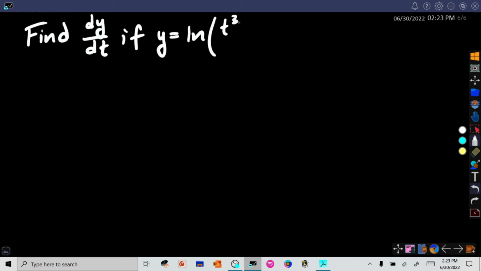Let's do dy dt. So we want to find dy dt if y is equal to the natural log of t cubed plus 3 divided by the square root 1 minus t. Okay, that's all in the same natural log there.